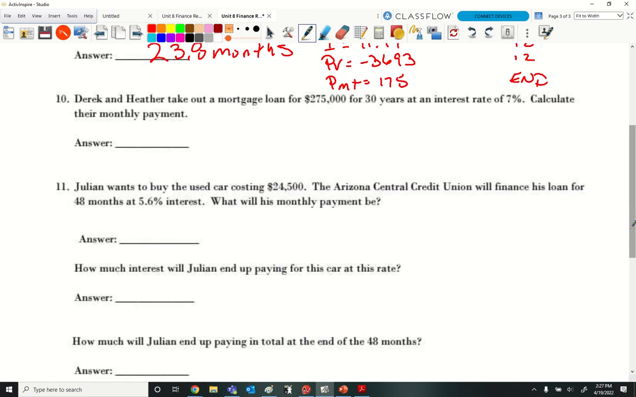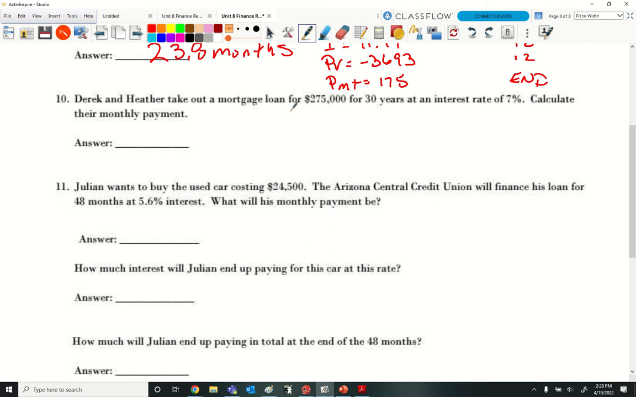Number 10. Derek and Heather take out a mortgage loan for $275,000, 30 years, interest rate 7%. That's a horrible interest rate, just so you know. Calculate their monthly payment. So let's go through and figure out all the blanks here. As we do this, showing your work, I'm expecting you to write down all these things right here to set up the problem.